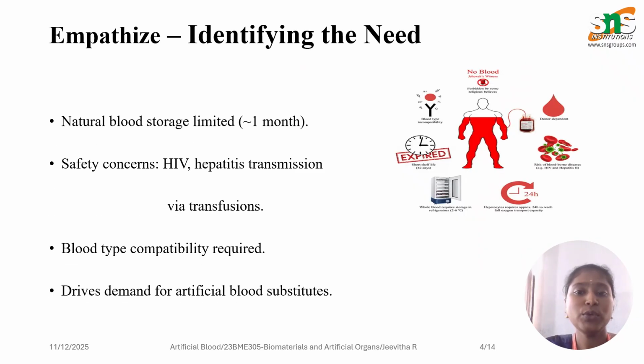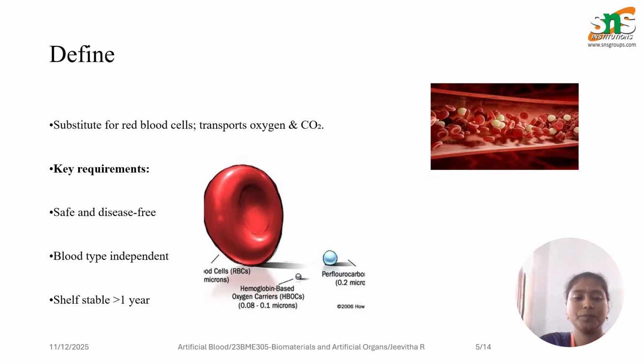Now let's think, why do we even need artificial blood? Natural blood can only be stored for about 1 month, which makes it difficult to manage during emergencies. There are also safety concerns such as the risk of transmitting diseases like HIV and hepatitis through blood transfusions. Additionally, matching blood groups is always necessary. Otherwise, the body will reject it. Because of these challenges, scientists wanted to create a universal blood substitute that is safe, long-lasting and compatible with all blood types. This is the main reason behind developing artificial blood.